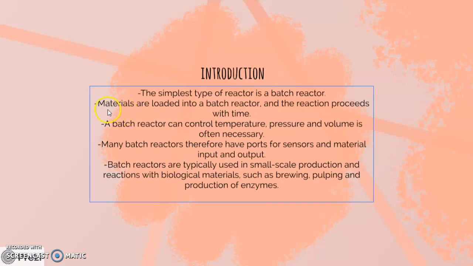So next, the materials are loaded into a batch reactor, and the reaction proceeds with time. A batch reactor can control temperature, pressure, and volume as is often necessary. Many batch reactors therefore have ports for sensor and material input and output. Batch reactors are typically used in small-scale production and reaction with biological materials such as brewing, pulping, and production of enzyme.